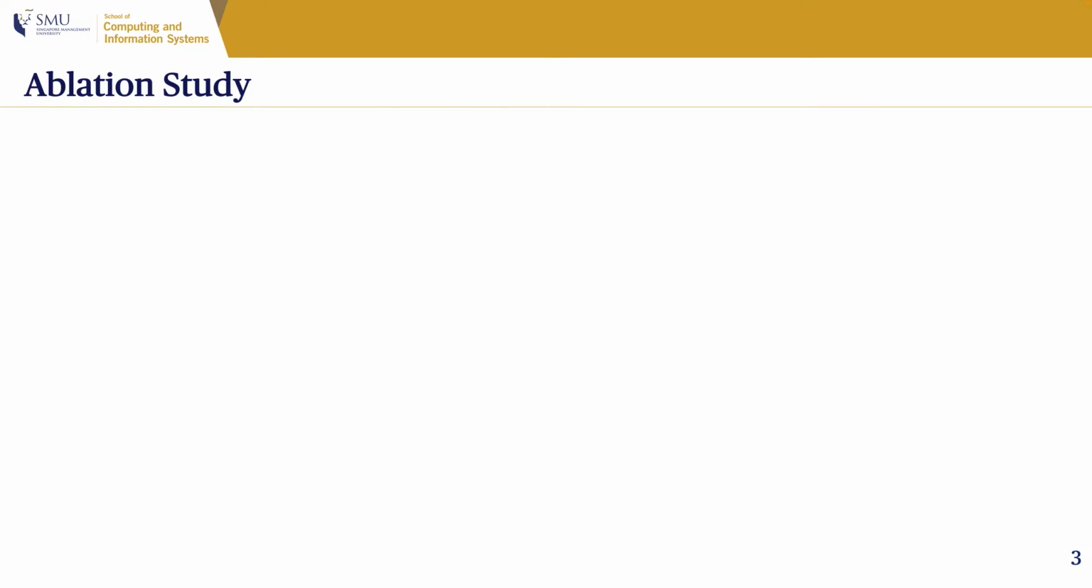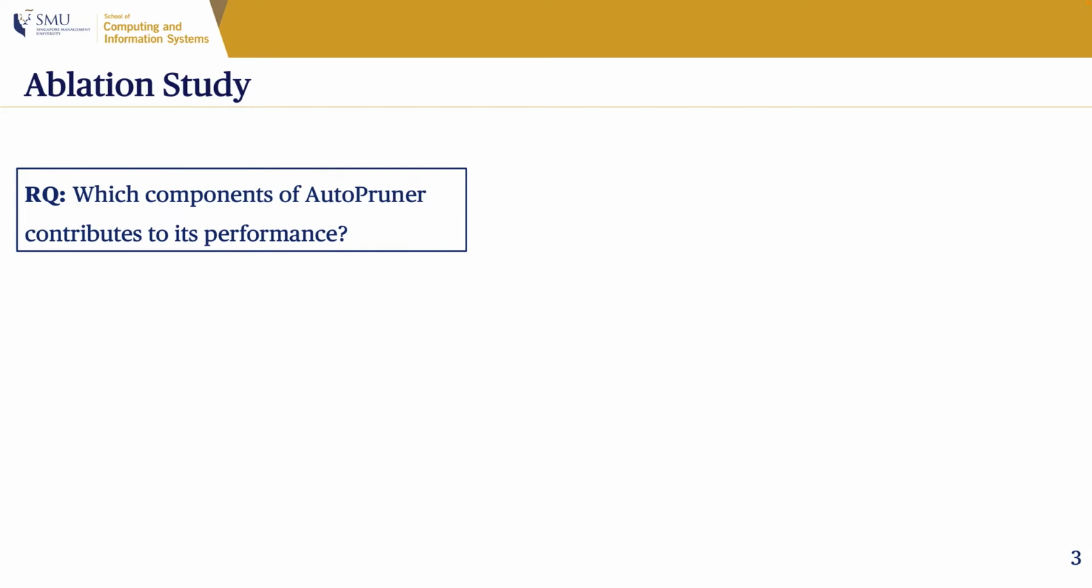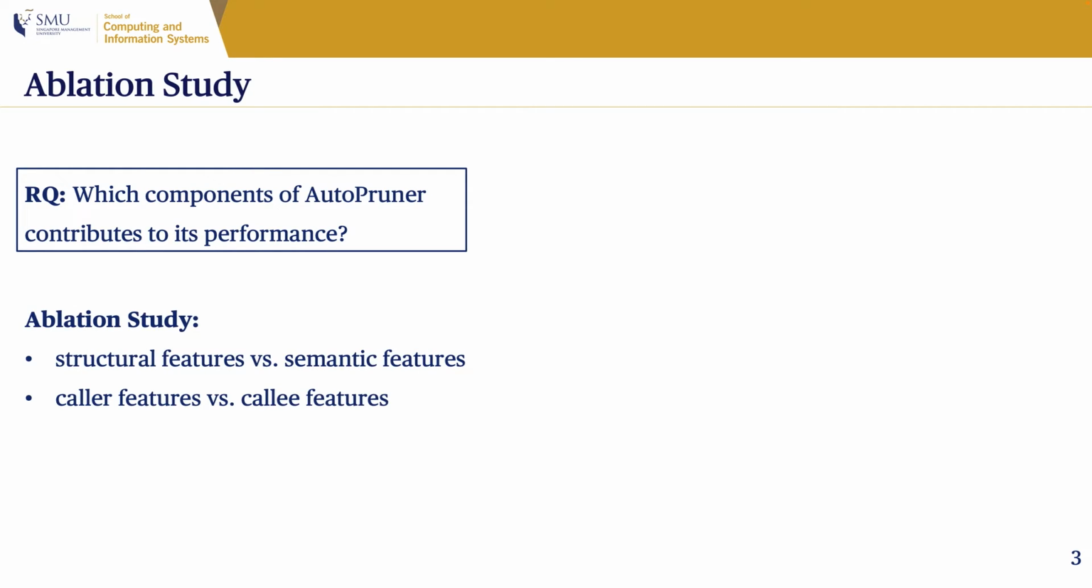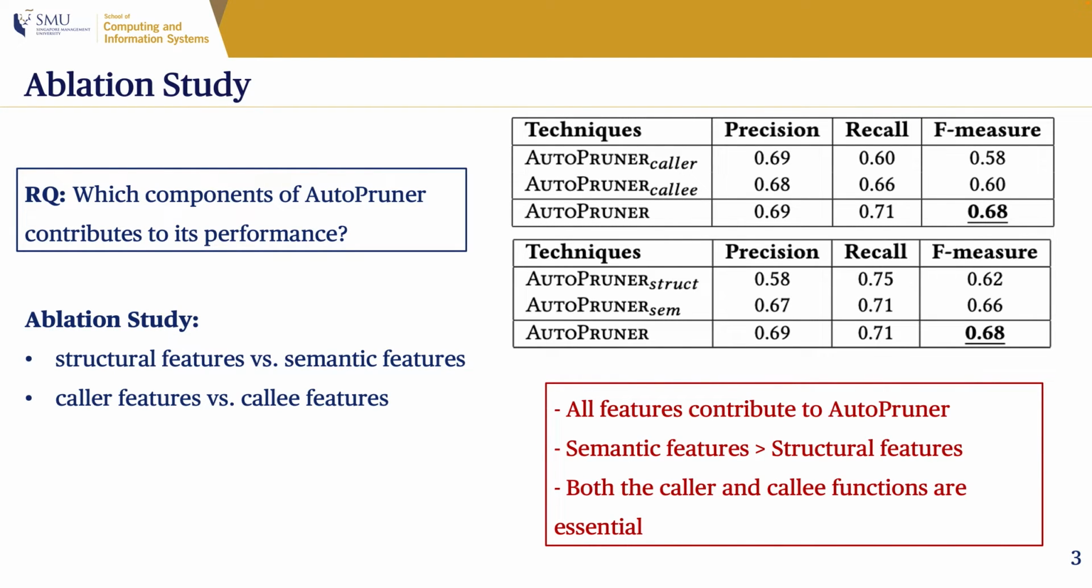Moreover, as our work contains many components and many types of features, we would like to investigate which components of AutoPruner contribute to its overall performance. Particularly, we conduct an ablation study on structural features versus semantic features and caller feature versus callee feature. And we can see in the slide the result, and we can conclude that all features contribute to AutoPruner. Looking into detail, we can see semantic features have a better contribution compared to structural features. Meanwhile, both caller and callee features are essential for AutoPruner.